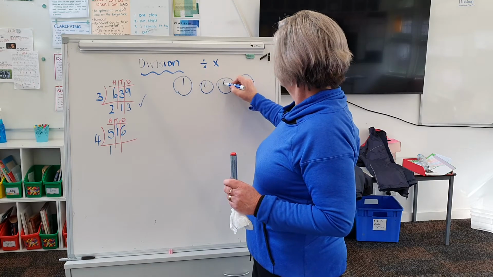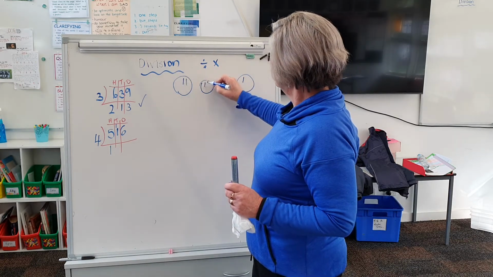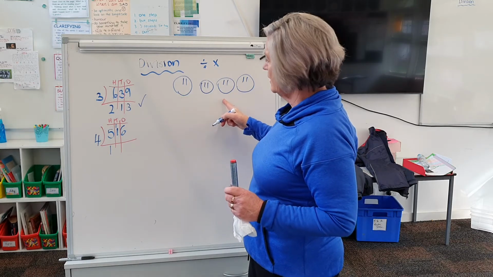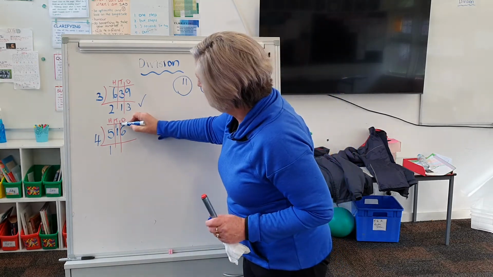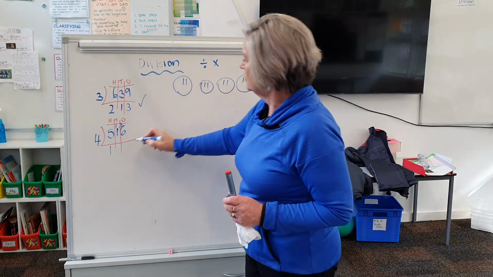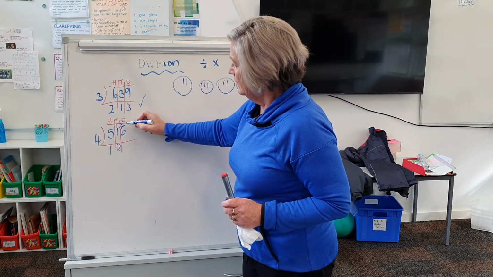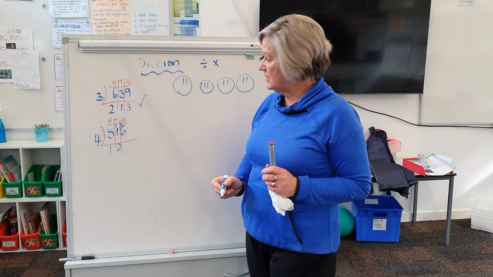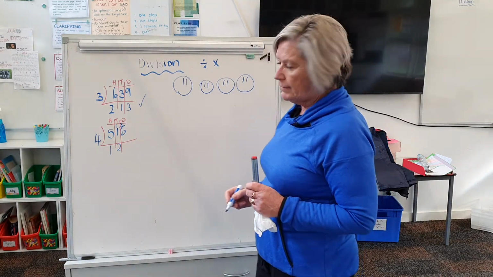1, 2, 3, 4, 5, 6, 7, 8. Oops, I've only got 3 left, so I can't share them. So I'm going to put the 3 left over into the ones column. And how many did they get each? They got 2 each. That means now, because I put 3 bundles of 10 into my ones column, that I have 36 ones.